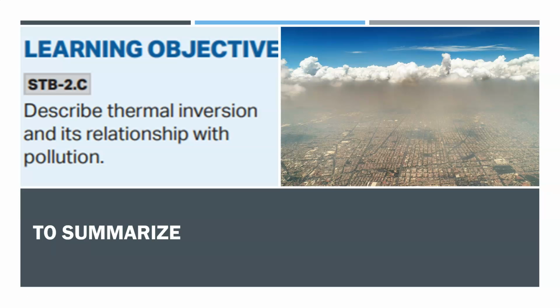So our goal today was to describe thermal inversion and its relationship with pollution, and we learned that it's a natural process, so when the air pressure traps that cold air near the ground, it prevents the air from rising and dispersing pollution. So we get areas of high pollution hanging over places like urban areas with a lot of cars, or in mountainous areas where it's able to trap pollution.